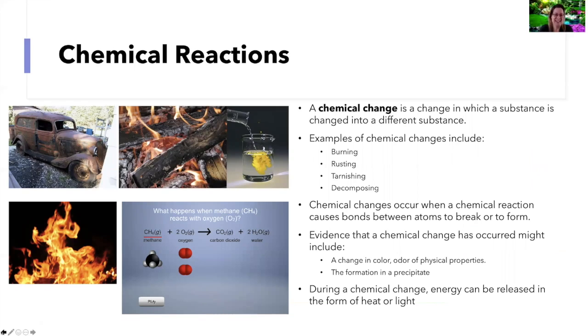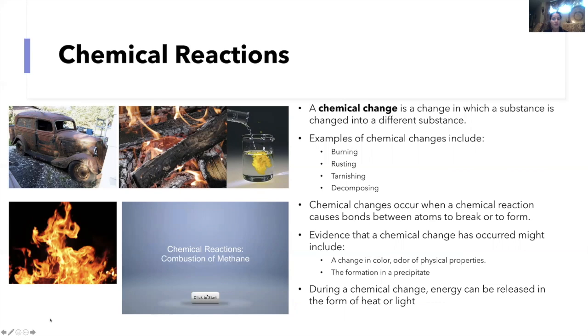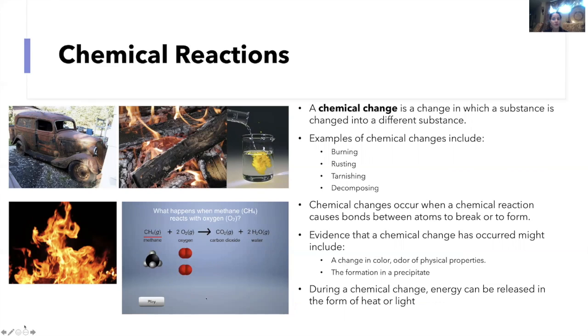Okay, boys and girls, so we also learned about chemical reactions. A chemical change is a change in which a substance is changed into a completely different substance. Some examples of chemical changes could be when you burn something, when something is rusting, tarnishing, or decomposing. Chemical changes occur when a chemical reaction causes bonds between the atoms to break or to form.